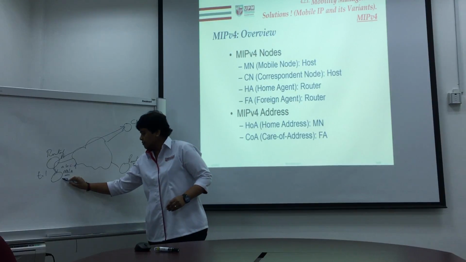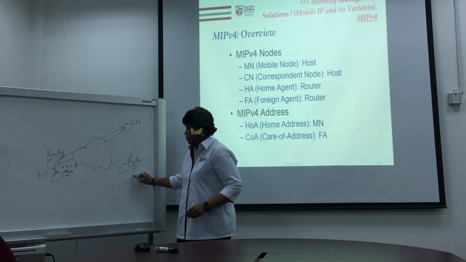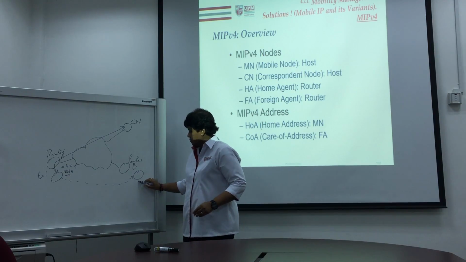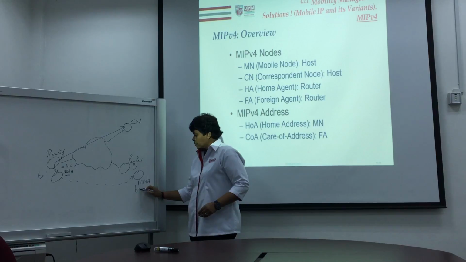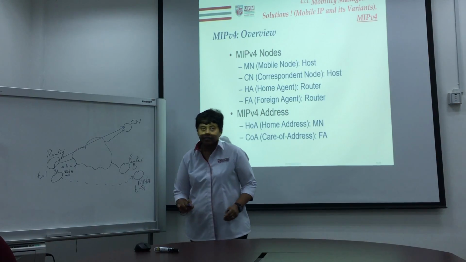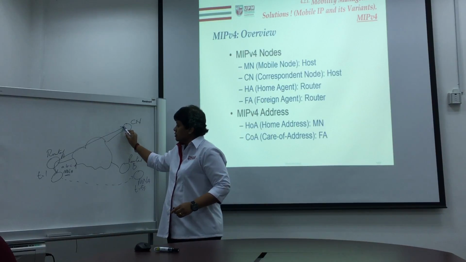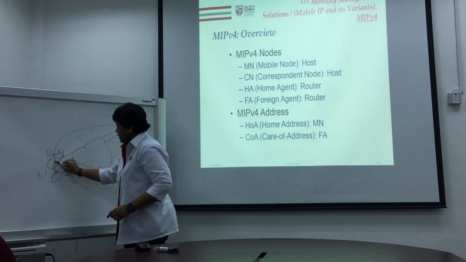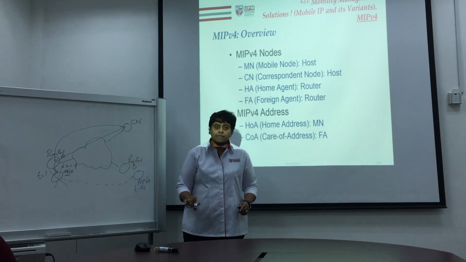Now at T2, mobile node A moves to a new location. So this is mobile node A at T equals, let's say, 5 seconds. So what will happen is, when the corresponding node comes here to communicate, mobile node A is no longer present here.